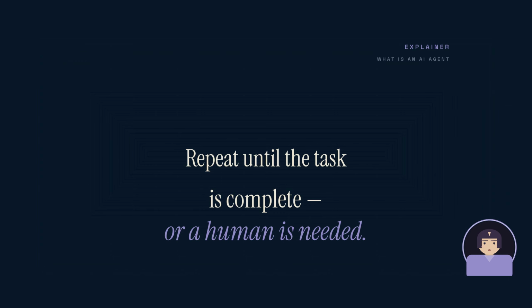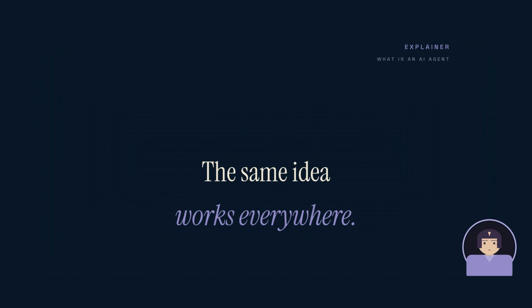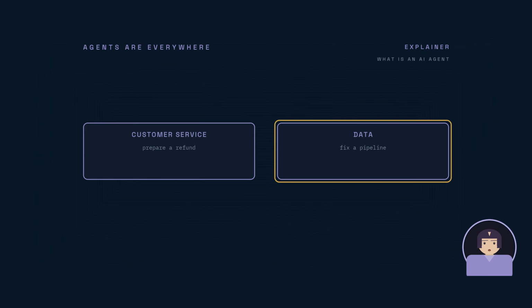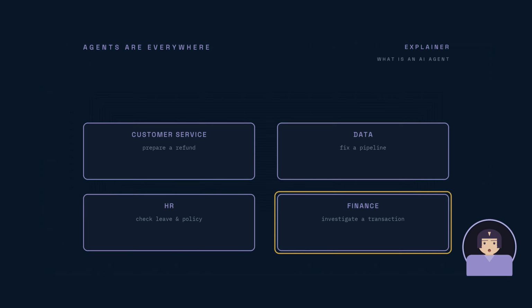A customer service agent can check an order and prepare a refund. A data agent can inspect a failed pipeline and recommend a fix. An HR agent can check leave balance, policy, and team availability before submitting a request. A finance agent can investigate an unusual transaction and gather evidence.